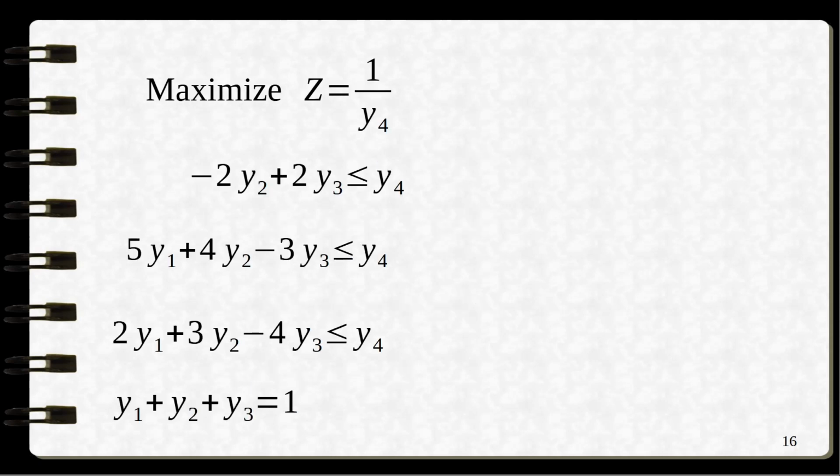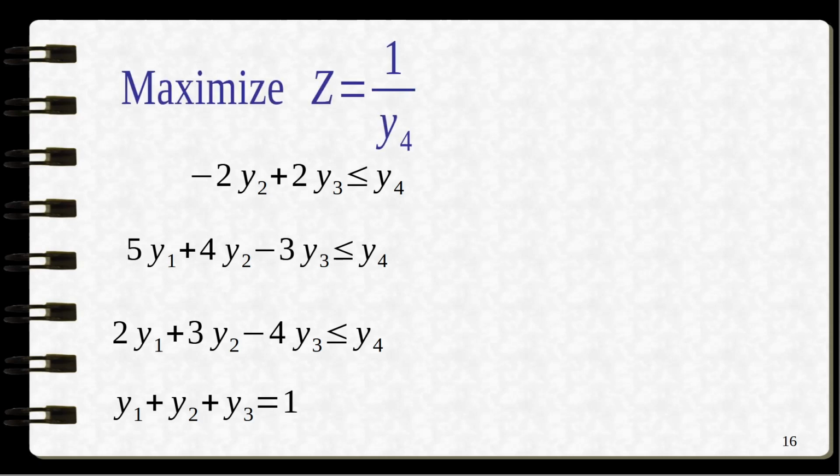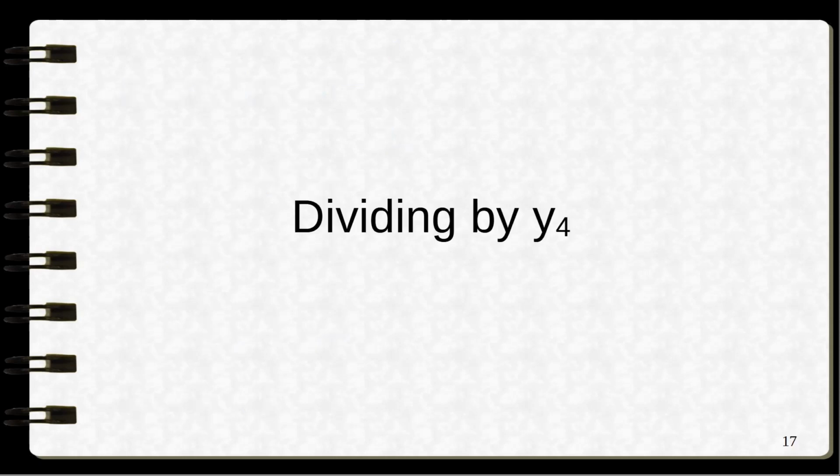So how do we solve this? Well, one of the ways of looking at it is that z, the objective function, can be written as 1 over y4, where 1 over y4 has to be maximized because y4 has to be minimized, right? So you get this set of equations once again, and then you have to maximize 1 over y4. So how do you go about doing it? You divide by y4. This is the trick in solving the problem.